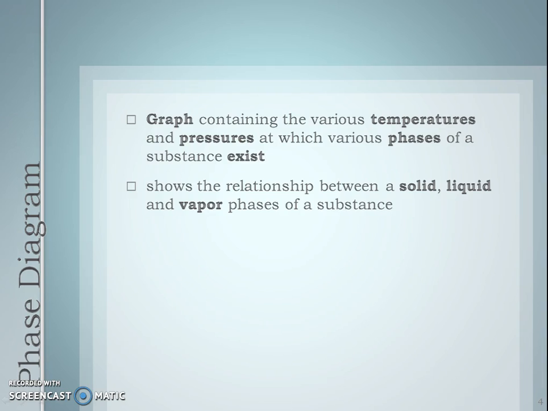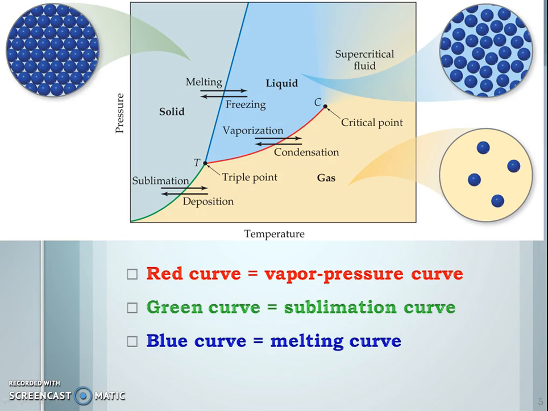So again, a phase diagram is just a graph. It represents various temperatures and pressures at which different phases of a particular substance exist. So every phase diagram you see is really only about one substance and at what temperature and at what pressure they would exist as a solid, liquid, or gas. So here's a quick example.